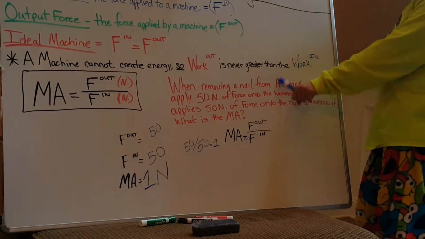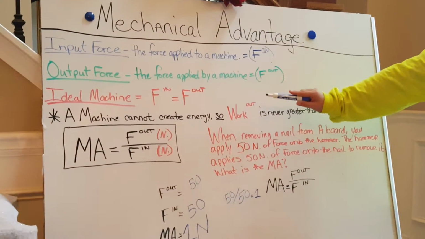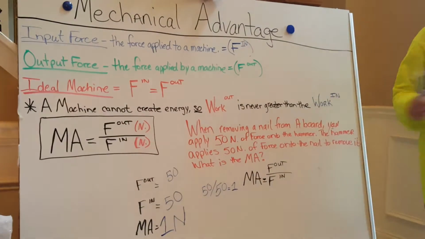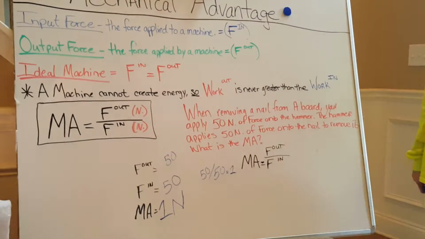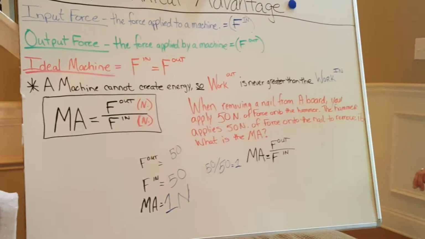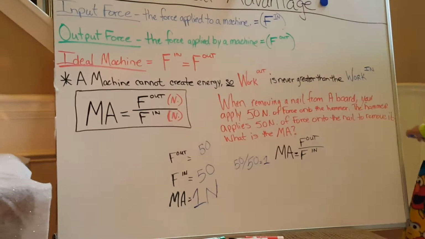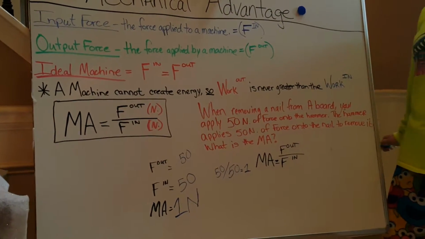And let's come back up here. A machine cannot create energy. So work output force is never greater than your work input force. Is that like saying, since the output and the input are the same, that is what you call an ideal machine, that example? Yes.